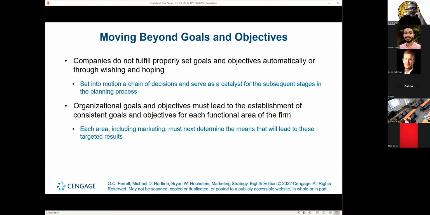So just a few last things to wrap up. Companies don't fulfill goals automatically through wishing and hoping. You have to have actionable things that you're doing. The goals must lead to the establishment of consistent goals. There are many times when organizations have to be rebuilt from scratch, that you have to start over, that there has to be a year one. And that is one of the things when you're first starting any organization from scratch, this is one of those things that you ultimately have to do.